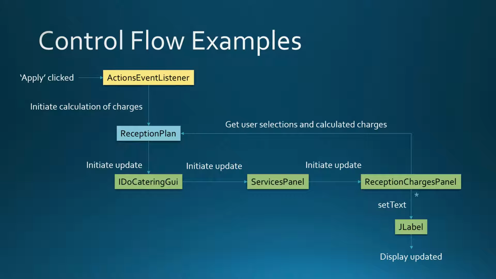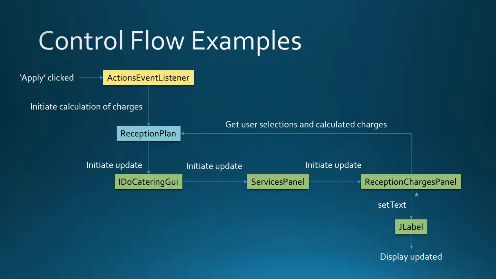So here's one possible flow through our architecture. Let's say in the Actions panel, the user clicks the Apply button. Well, the Actions panel is associated with an Actions event listener. So when that Apply is clicked, the actionPerformed method of that Actions event listener is going to be invoked.